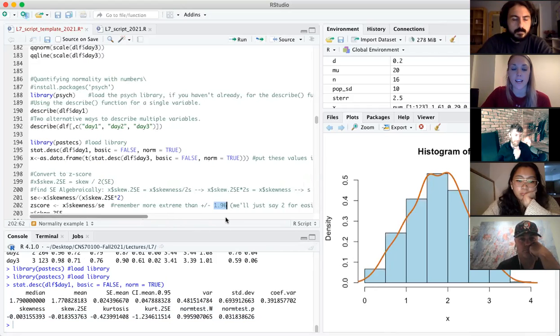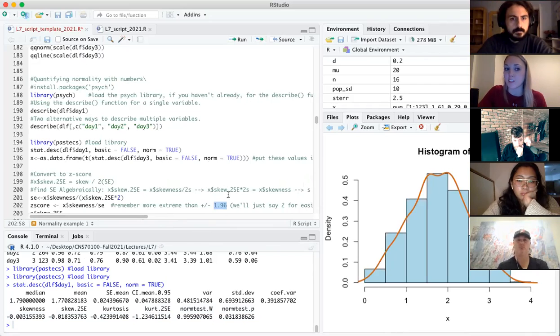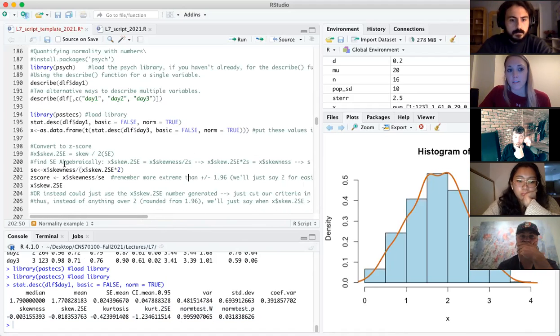And usually we would say, well, 1.96 is our standard cutoff for a z-score, right? For an alpha of 0.05, a z-score is 1.96. So usually we would say, let's round that and say 2. But this is why this is the 2 times the standard error. It already does that math for you, basically. So we could solve this algebraically.